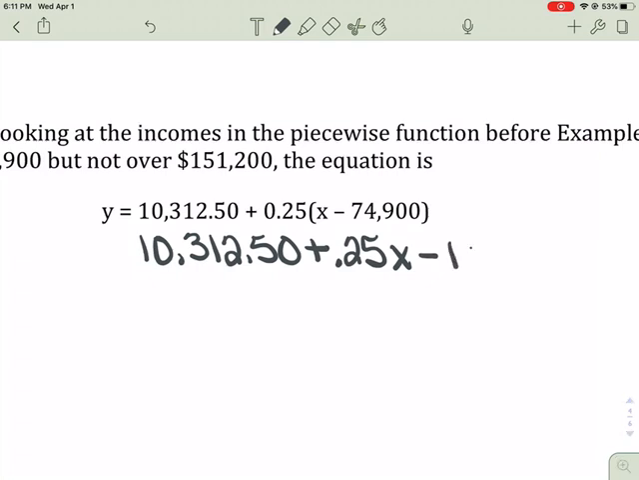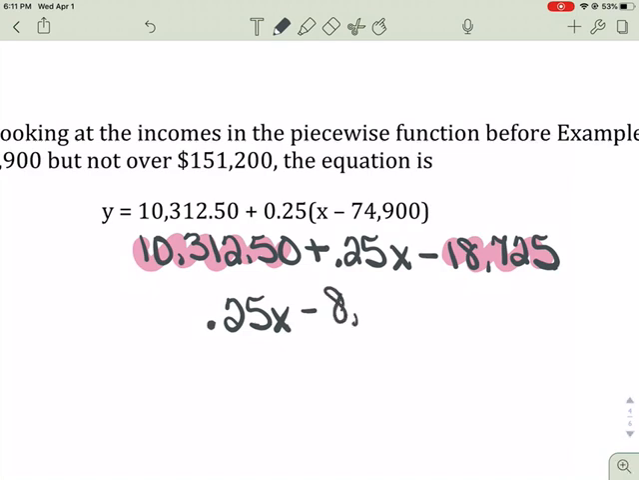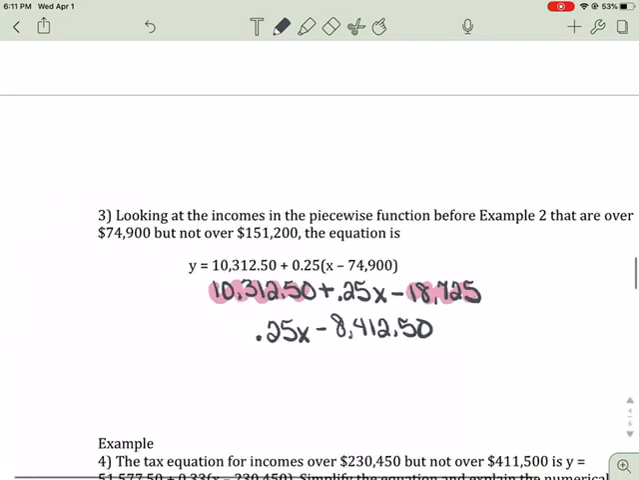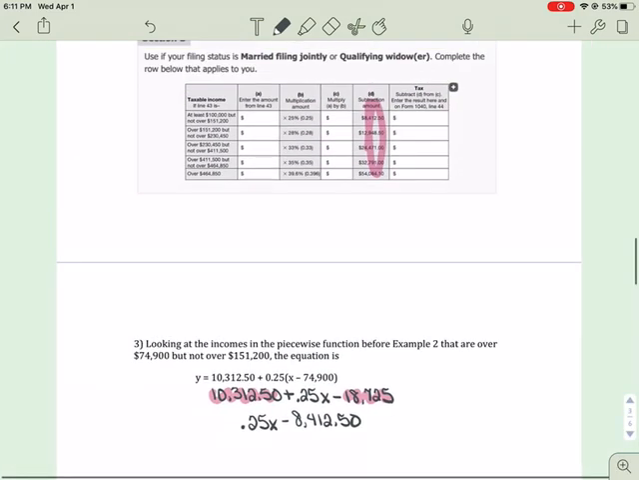minus 18,725. Okay, then I'm going to combine like terms, which means I'm going to take the 10,312.50 and subtract 18,725. And so I'm going to get 0.25x minus $8,412.50. Now, if we look at that last number and I come back up to that worksheet part, this number, okay, this 8,412 is that number right there.